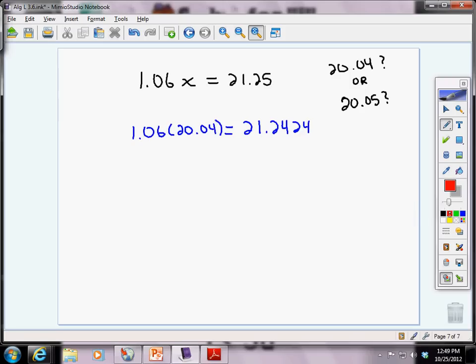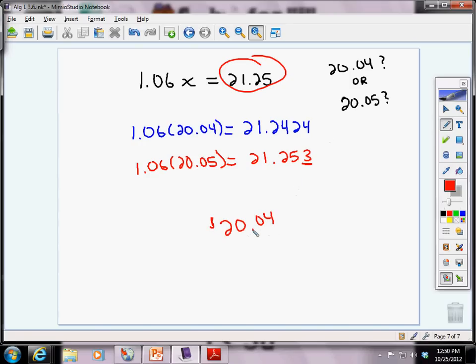Now let's try 20.05. 1.06 times $20.05 ends up being $21.253. If this is our limit, this goes over it just by 0.03. So truly our answer should just be $20.04 is all we have to spend. Okay. So again, just make sure you answer the question they're asking and make sure your answer makes sense.